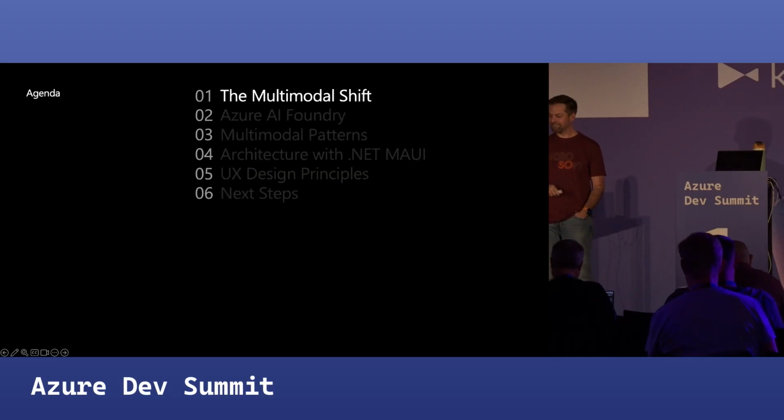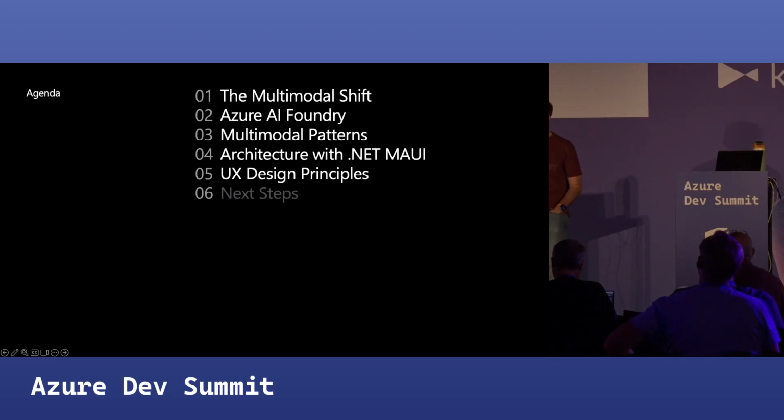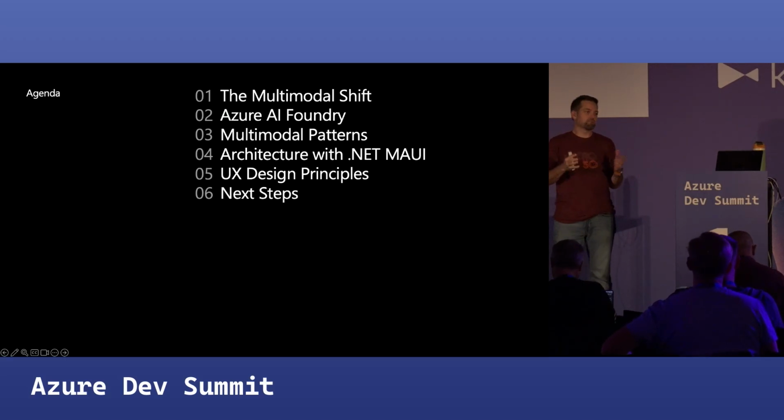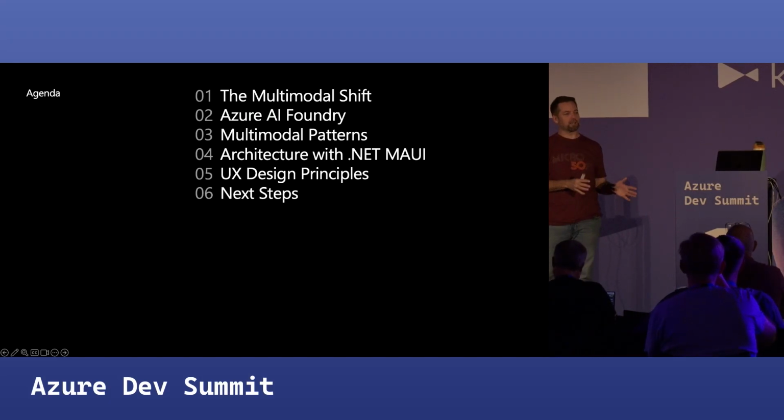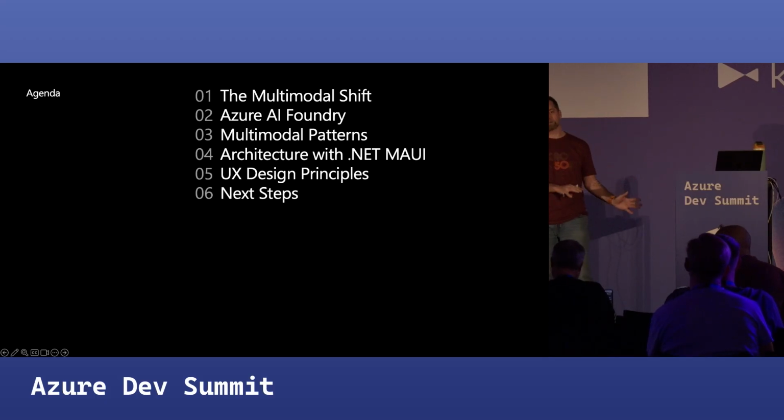Very nice. All right, so here's kind of an agenda of what we're going to talk about. We'll talk about what is this multimodal shift. Is it a shift? What's going on? What do we mean by this? We'll talk about the Foundry side of things, the multimodal patterns. So we'll talk about text with context, voice, and vision. And then we're going to go into some of the architecture of MAUI. How do you light up these features in .NET MAUI? What do you get out of the box?